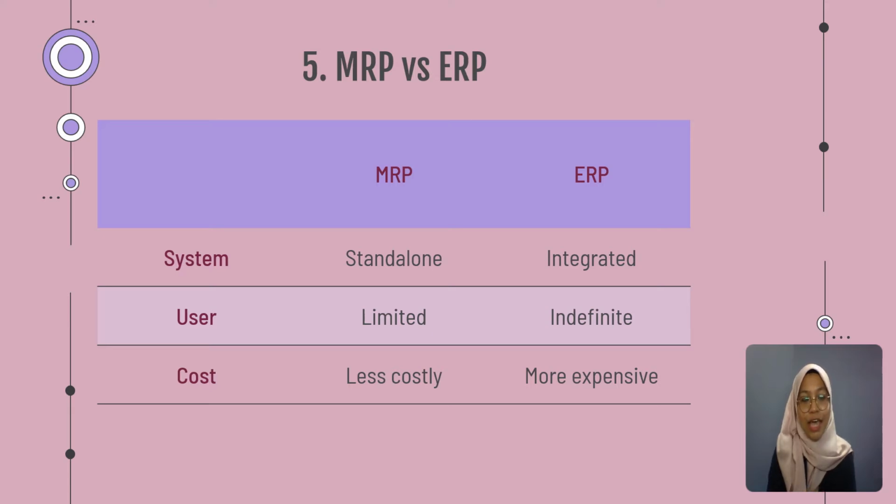Second is the users. MRP has a limited user base because it caters to a single industry. Manufacturing operations are the only ones who use an MRP system. Because ERP is common across numerous businesses and manages multiple departments, it might have an indefinite number of users. Next is the cost. One important distinction between MRP and ERP systems is that ERP systems are more expensive compared to MRP. Next, I will pass to Anis to explain more about the main features of MRP.